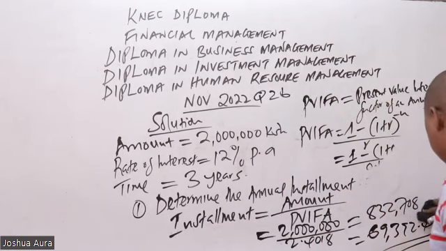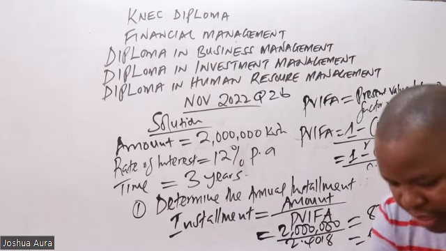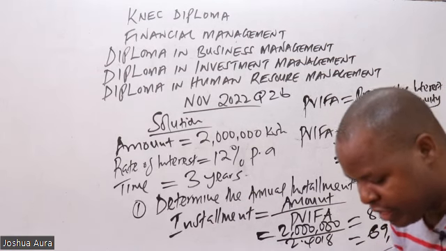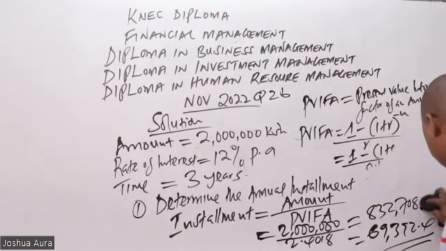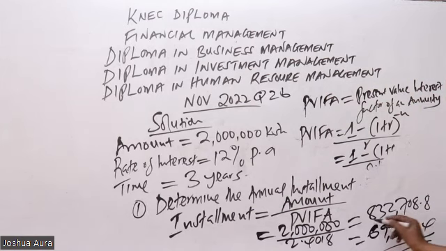Annual installment will be 832,708.8. So this is our answer, annual installment as required by the examiner.